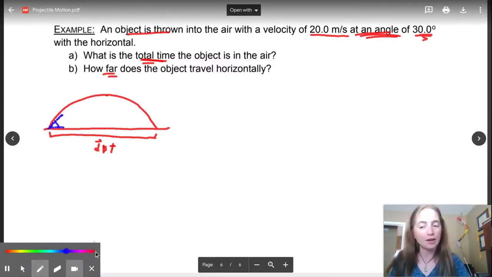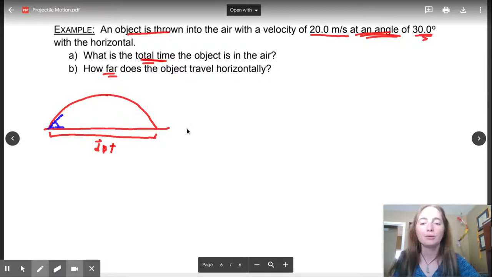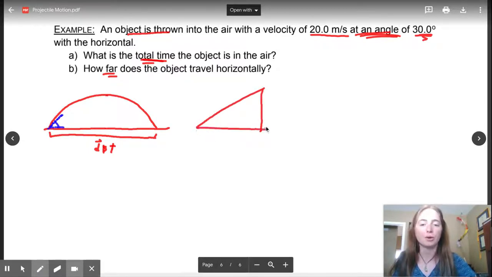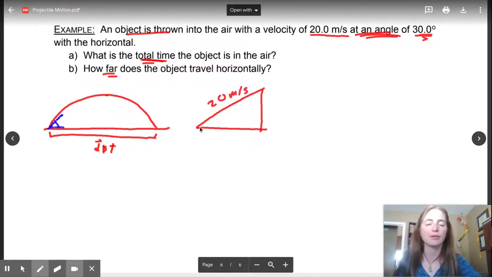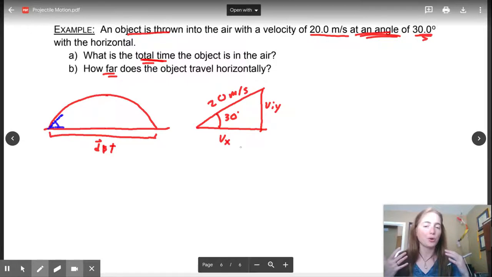So I am going to make a triangle. This is my initial velocity triangle. My initial velocity or speed, it might be called either, is at 20 meters per second here. That angle is 30 degrees. We need to get the VIY and the VX. I am not writing a VIX because it's not going to be changing. The VX is going to be the same throughout.